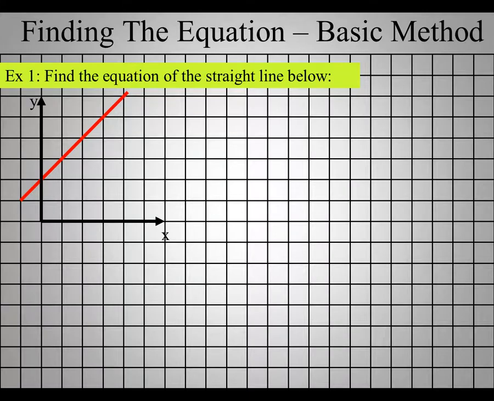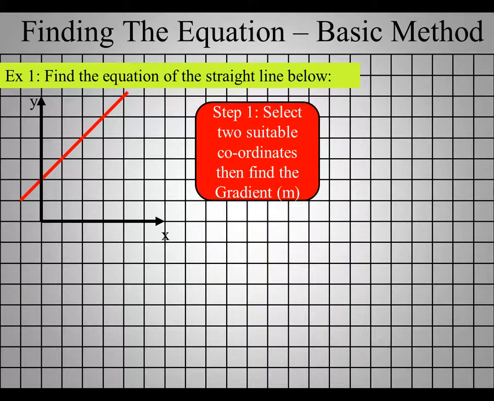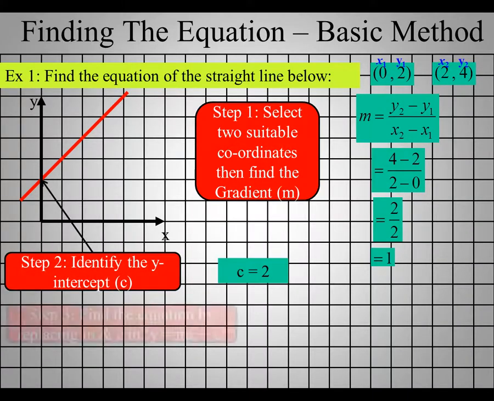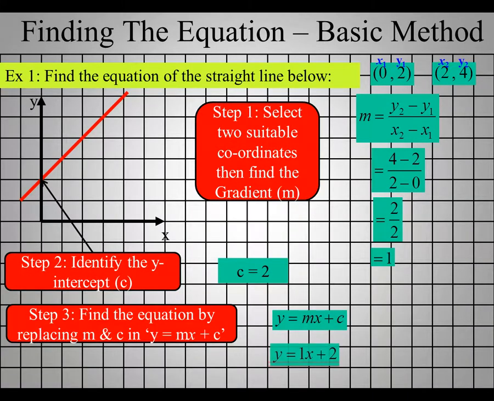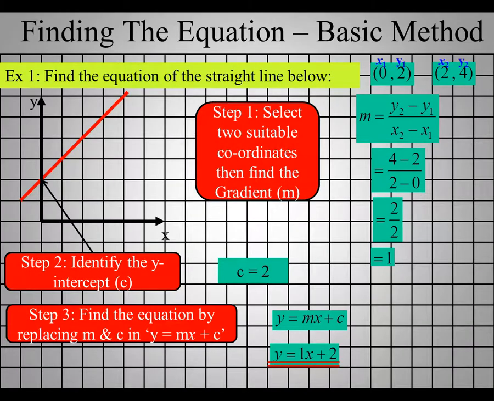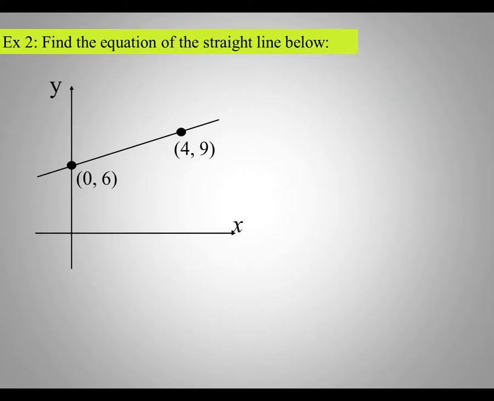From this example 1, we find the gradient. That just means selecting 2 suitable coordinates. It's any coordinate that lies on the line. In this example, I've chosen (0, 2) and (2, 4). Subbing them into the gradient formula, I get a gradient of 1, which is as expected because I'm going along 1 and up 1, and it's a positive gradient. Our y-intercept in this case is 2, so we just identify it and write the equation as y equals 1x plus 2. You can write it as y equals x plus 2. You don't have to have the 1.